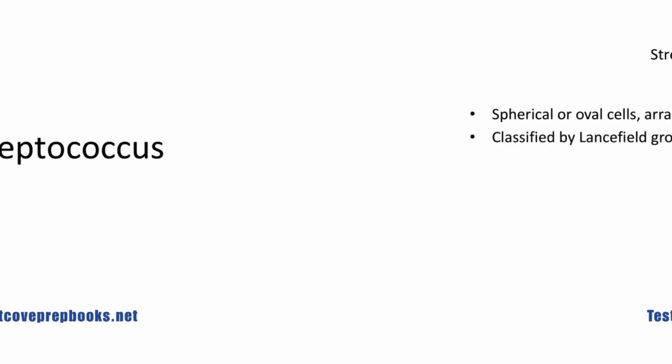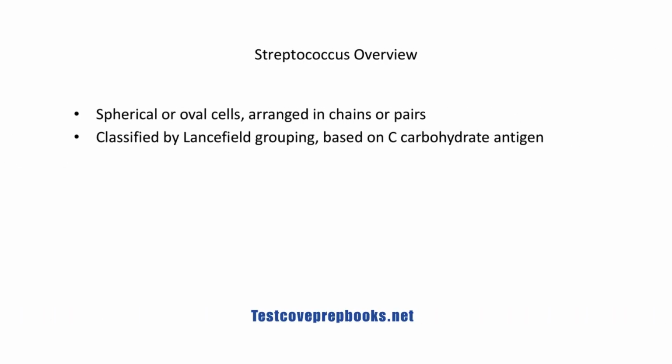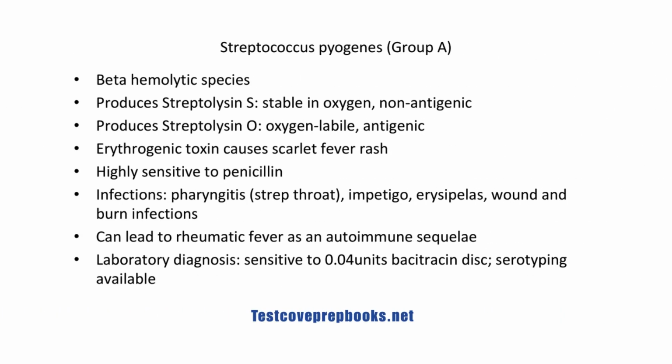Streptococcus species are spherical or oval bacteria, typically arranged in chains or pairs. They are classified by Lancefield grouping, which is based on their C carbohydrate antigen. Streptococcus pyogenes, or Group A Streptococcus, is beta-hemolytic. It produces 2 hemolysins, streptolysin S, which is stable in oxygen and non-antigenic, and streptolysin O, which is oxygen-labile and antigenic. It also produces erythrogenic toxin, which causes the rash of scarlet fever.